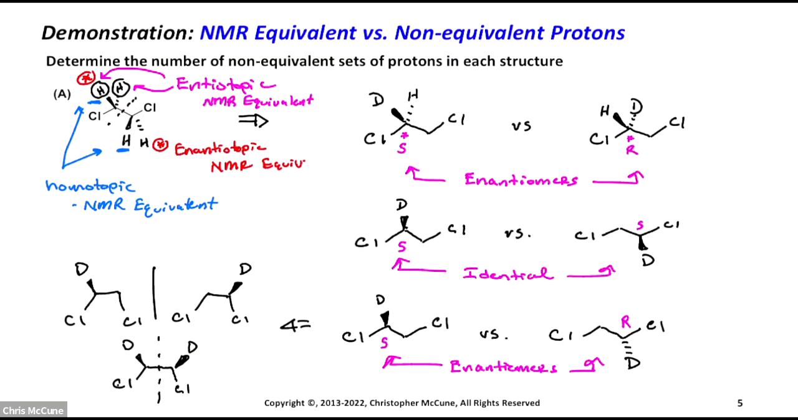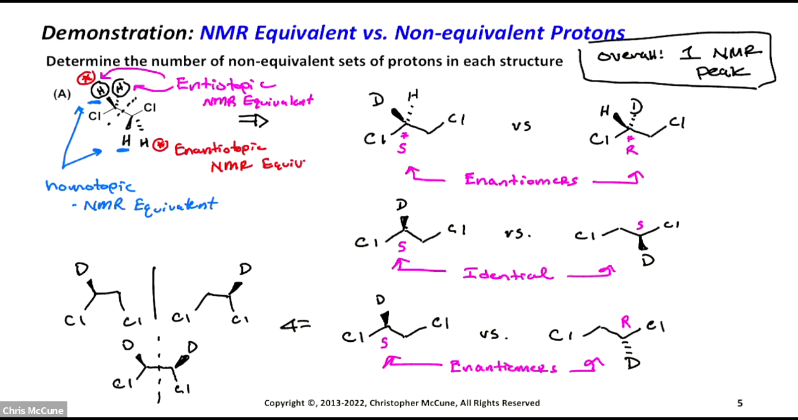So that'll tell you here that there should be one NMR signal for this structure because they're all NMR equivalent. And so overall you're going to have one NMR peak for this compound because they're all NMR equivalent. So that's how this test can be useful.